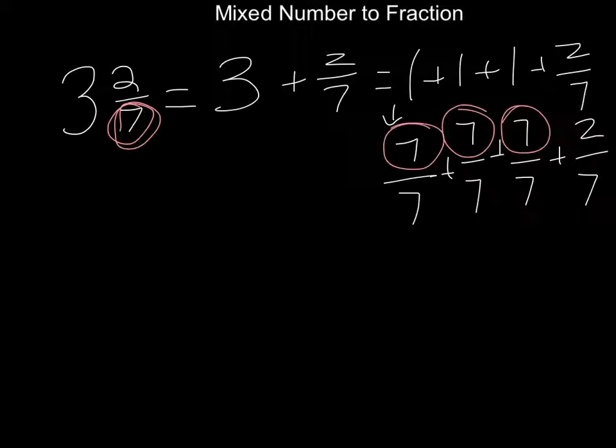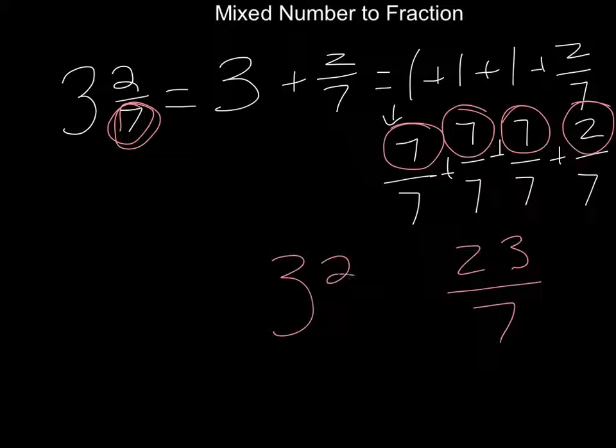And 21/7 plus 2/7 is 23/7. 3 2/7 is equivalent to 23/7. The number's not greater or smaller. We didn't really change it. All we did was show it in a different way.